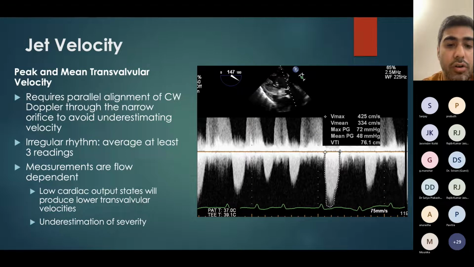In cases of irregular rhythm, we average the readings over 3 readings. The disadvantage is that these measurements are again flow dependent. In a low cardiac output state, it will produce low transvalvular velocities and may lead to underestimation of severity, and there may be a confounding effect of any lesions which are upstream.